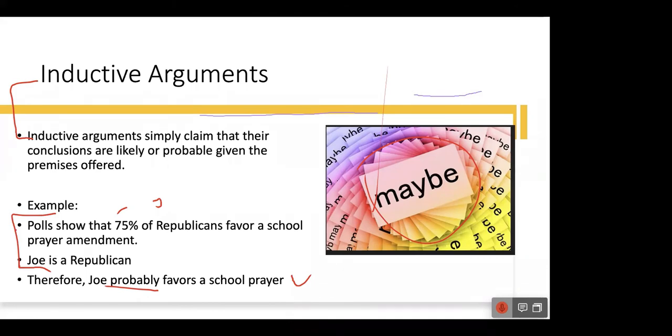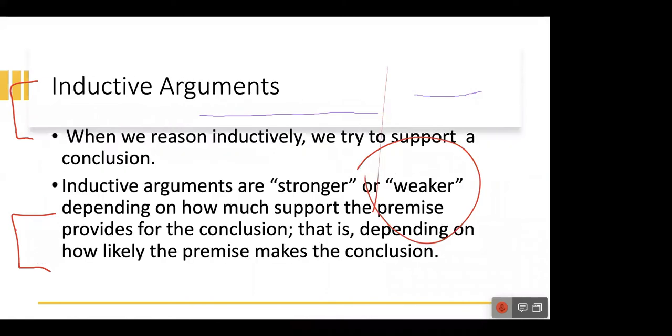All right, keep on thinking about this when we look at argumentation. So, when we reason inductively, we try to support a conclusion. Inductive arguments are stronger or weaker depending on how much support the premise provides for the conclusion. That is, how likely the premise makes the conclusion or supports the conclusion.